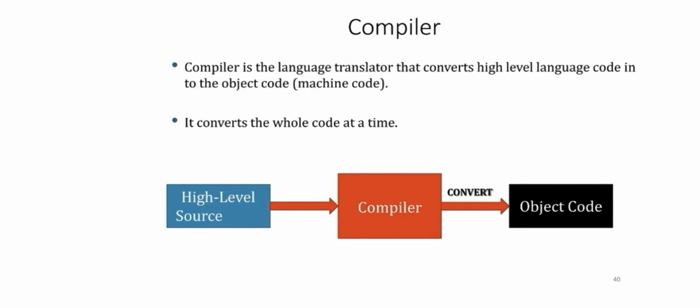And then the compiler is the language translator that converts high-level language code into the object code, machine code. It converts the whole code at one time.